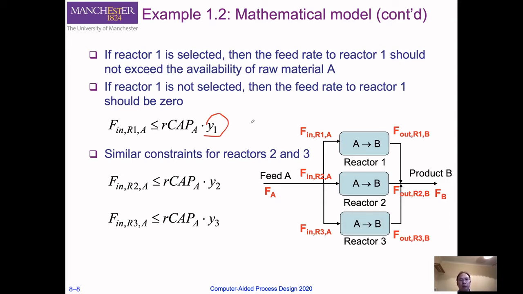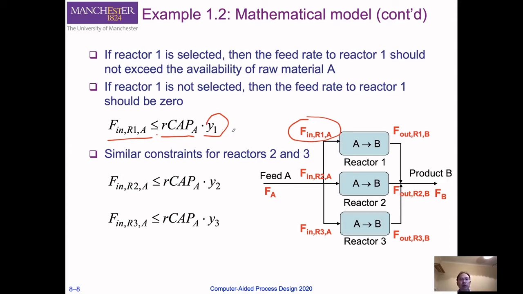If reactor 1 is selected, then the feed flow rate of A into this reactor should not exceed the maximum allowable feed rate of A. If reactor 1 is not selected, then the feed rate to reactor 1 should be 0. Then we can write the feed flow rate of A into reactor 1 is less than or equal to the maximum flow rate of A times the integer variable y1.